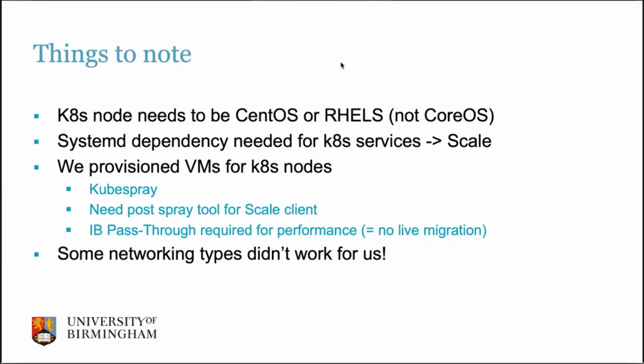And then if you want to do IB pass-through from our hypervisors into the VMs, those Kubernetes nodes, then we can't do live migration. So in some cases, we're stuck with using Ethernet if we want to be able to do live migration within our OpenStack infrastructure afterwards. And I mentioned some of the networking types didn't work for us as well.